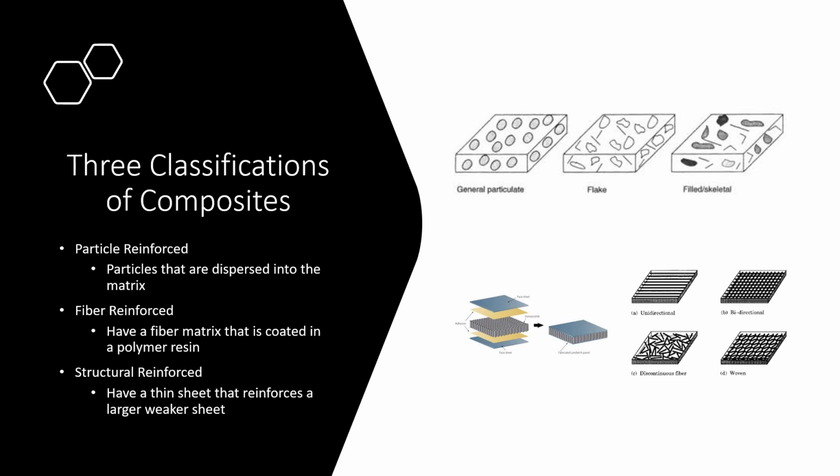Finally, we have structural reinforced, which have a high-strength thin sheet that is the backbone of the composite, carrying all the forces generated onto it. This thin sheet then sandwiches a larger filler sheet that is used pretty much solely to take up space. These are most common of all composites because of their ease of production as well as low cost. Examples of this structure is plywood or concrete that has been reinforced with steel rebar.